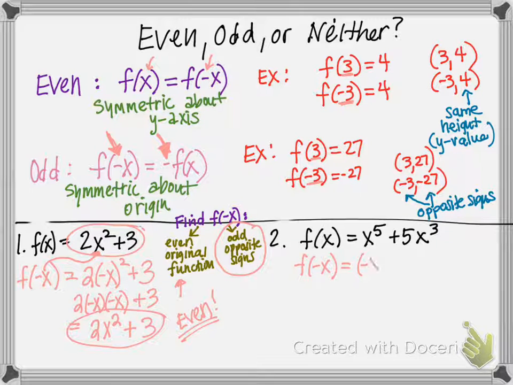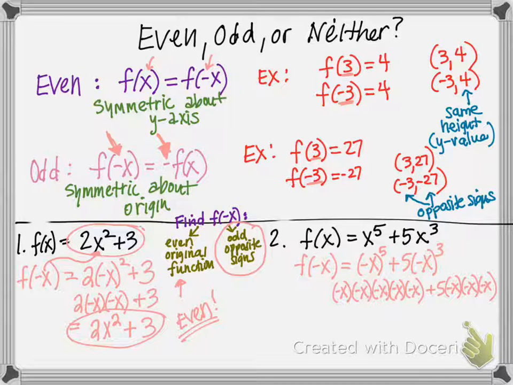So if I plug in negative x, I would have negative x to the 5th plus 5 times negative x to the 3rd. So how do I expand negative x to the 5th? Well, exponents, you have to write your base 5 times. And then I would have plus 5 times negative x times negative x times negative x. You don't have to expand. I just want to show you where the signs come from.